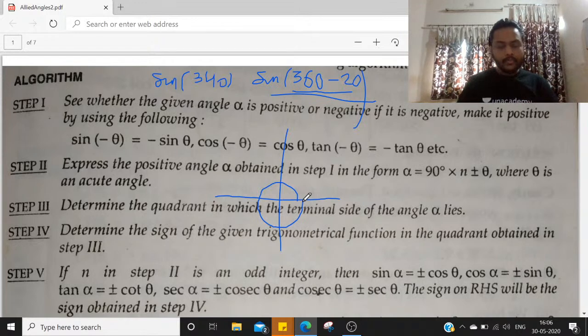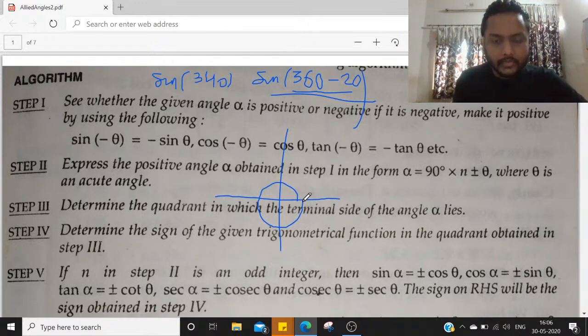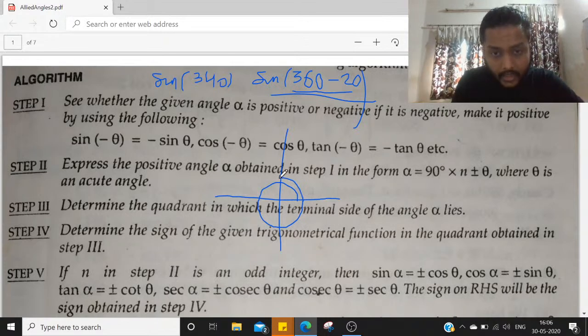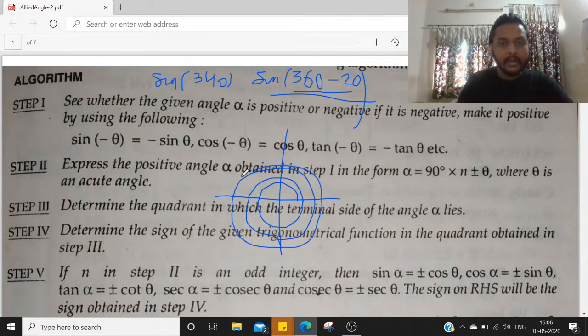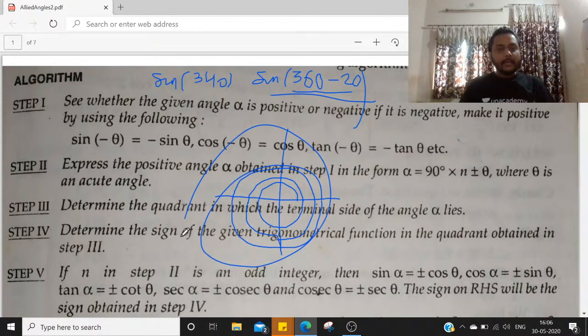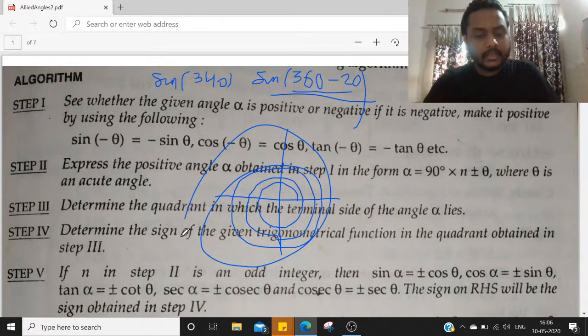You can increase your angle by whatever amount you want. 360 plus 90 will be 450. Again 450 plus 90 will be 540, 540 plus 90 will be 630, 630 plus 90 will be 720, plus 90 will be 810, plus 90 is 900, plus 90 is 990, plus 90 is 1080. And similarly, आप अपने एंगल को इसी तरीके से कितना भी इंक्रीज कर सकते हो.